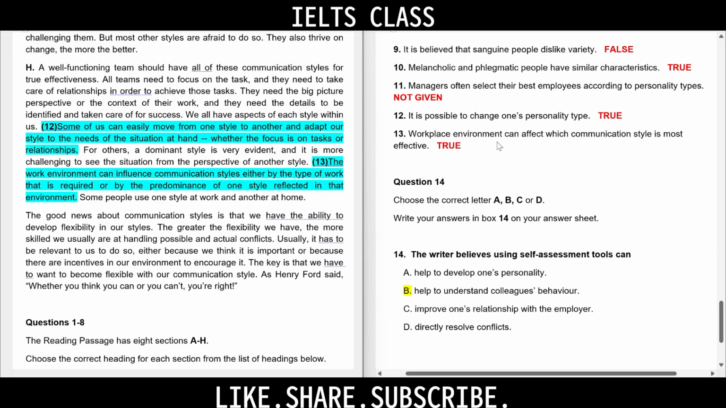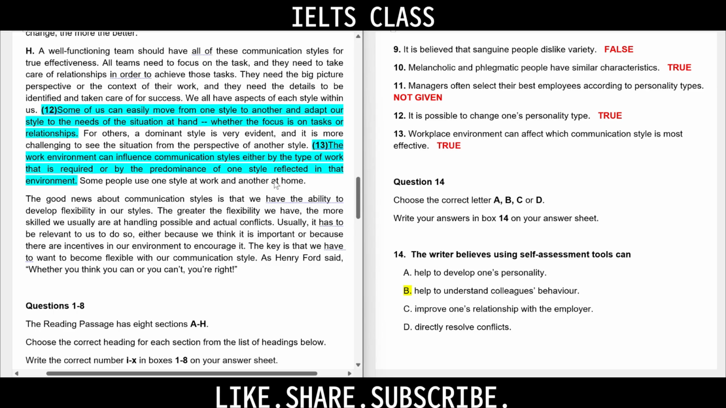13th is, workplace environment can affect which communication style is most effective. So in a particular workplace environment, it can affect which communication style would be the most effective one in that environment. Answer is true, because in the last paragraph it has been written that the work environment can influence, it means affect, communication styles, either by the type of work that is required or by the predominance of one style reflected in that environment.